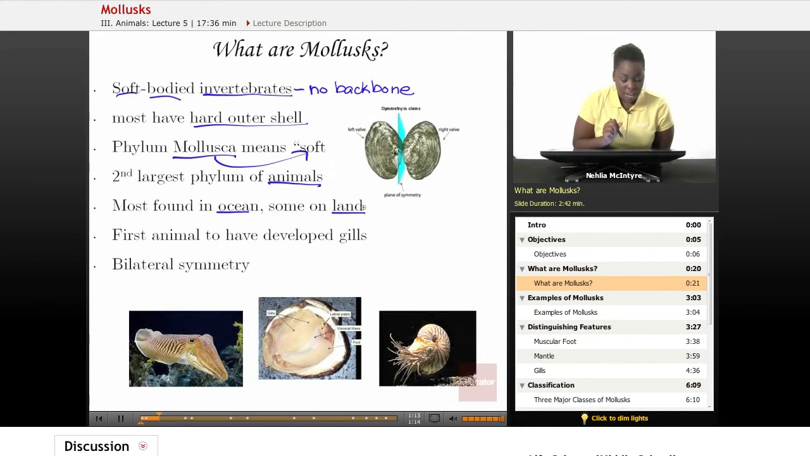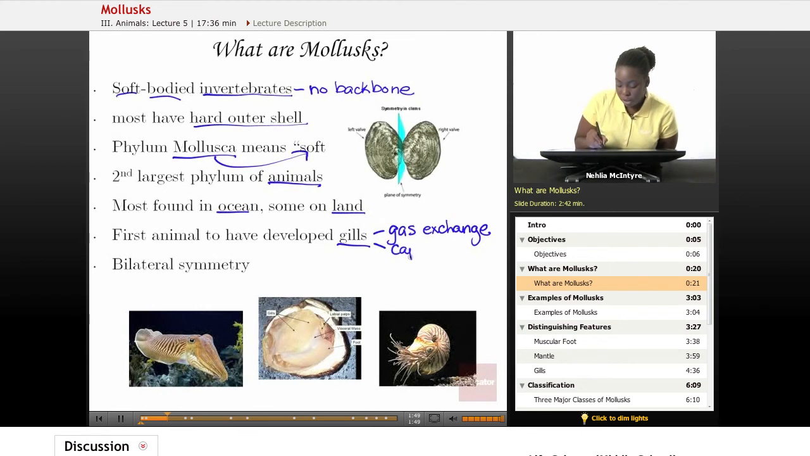The mollusks are actually the first animals to have developed what we call gills. Gills are just a structure that help the animal to breathe and actually take in that oxygen and breathe out that carbon dioxide, which is called gas exchange. So it's an adaptation that animals use in order to help them to get that oxygen in and that carbon dioxide out. But also some mollusks can use those gills in order to capture their prey, which is their food source.